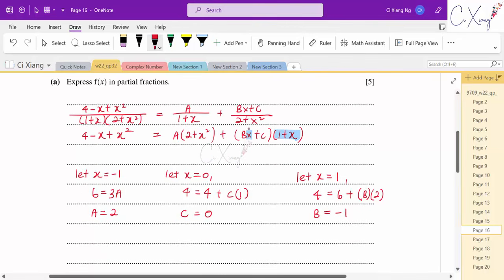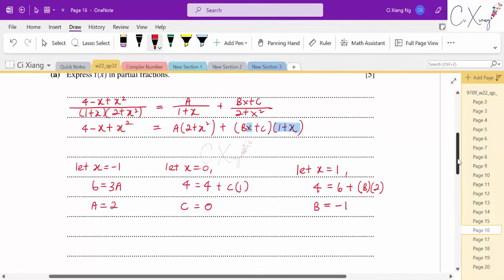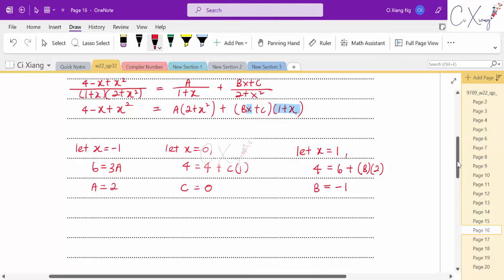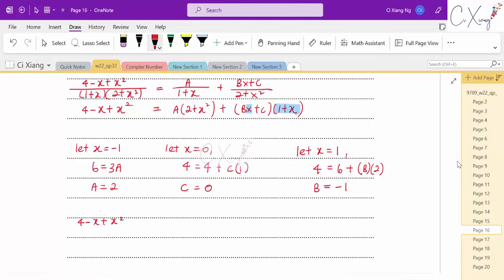Okay, so it seems like we have already found all the values for A, B, and C. Usually I will write out the answer again: 4 minus x plus x squared, divided by 1 plus x and then 2 plus x squared, is equal to 2 over 1 plus x, then negative x over 2 plus x squared. There is no C, right? So C is 0. Therefore, my partial fraction will look something like this.